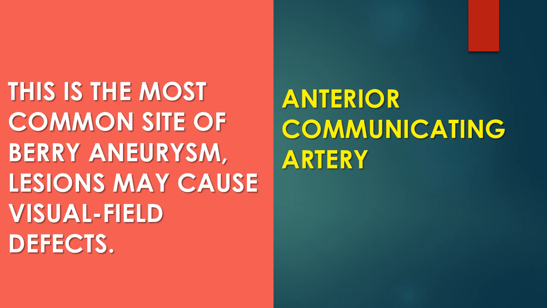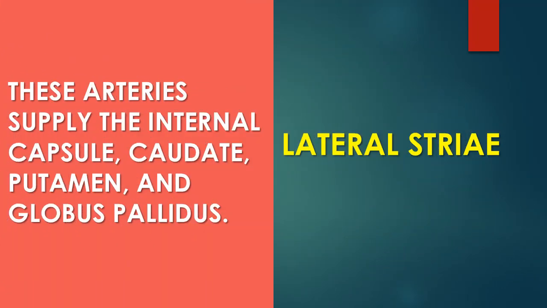This is the most common site of Berry aneurysm. Lesions may cause visual field defects. Anterior communicating artery. These arteries supply the internal capsule, caudate, putamen, and globus pallidus. Lateral striate.